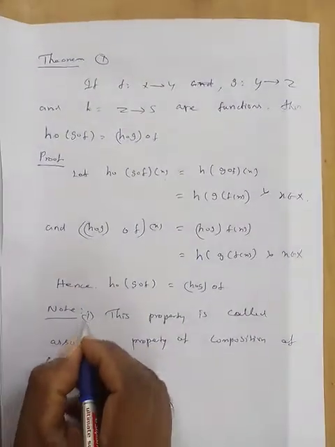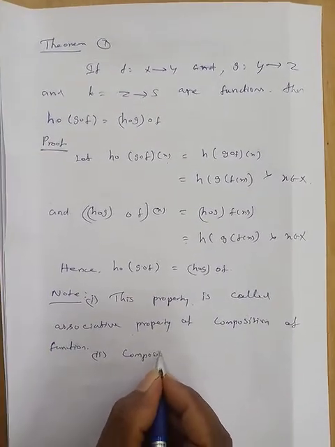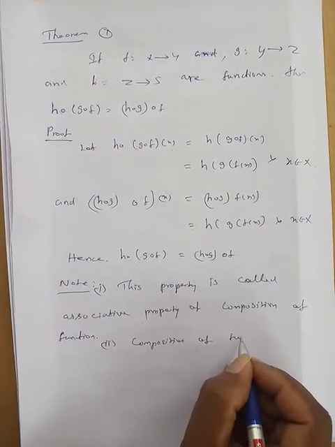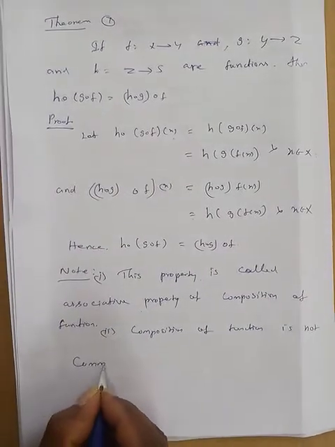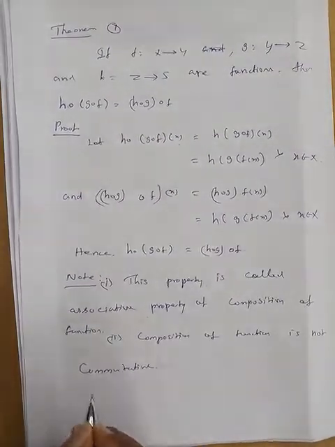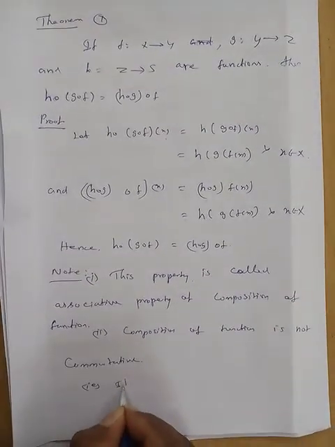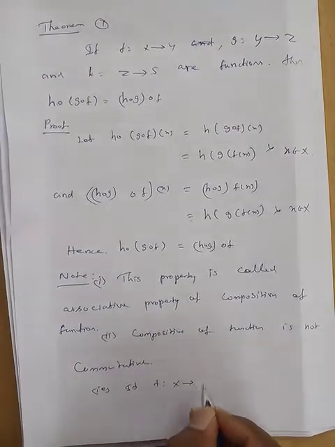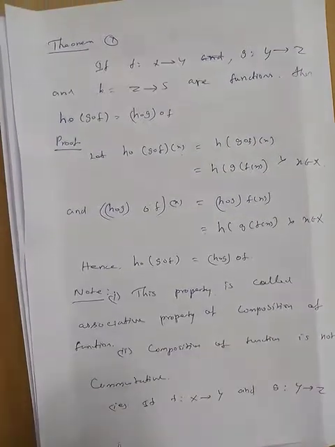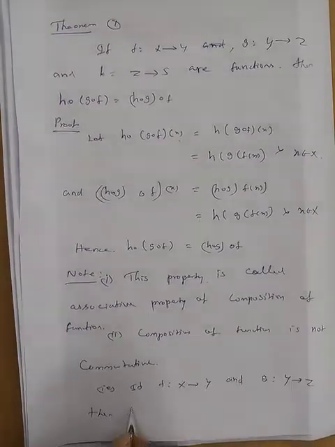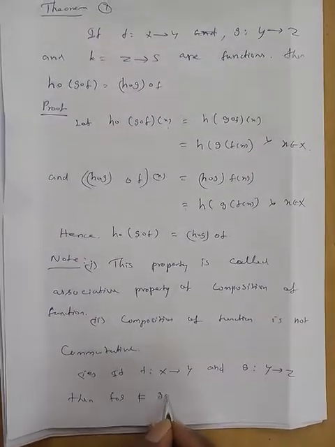This is note number 1. Note 2, composition of functions is not commutative in general. Some functions may commute, that is, if f from X to Y and g from Y to Z, then f composition g is not equal to g composition f in general.